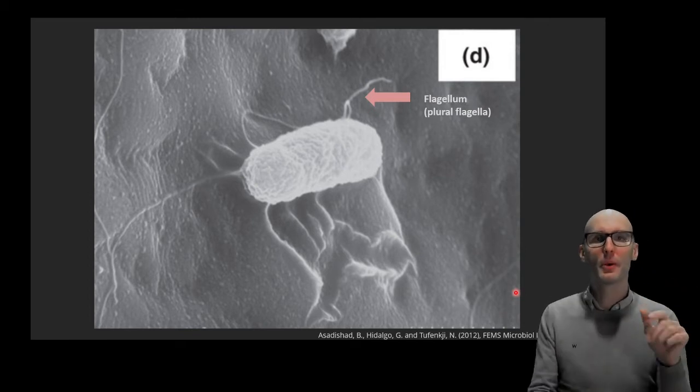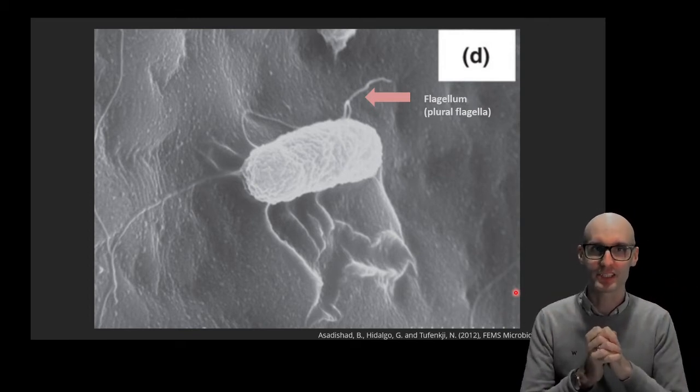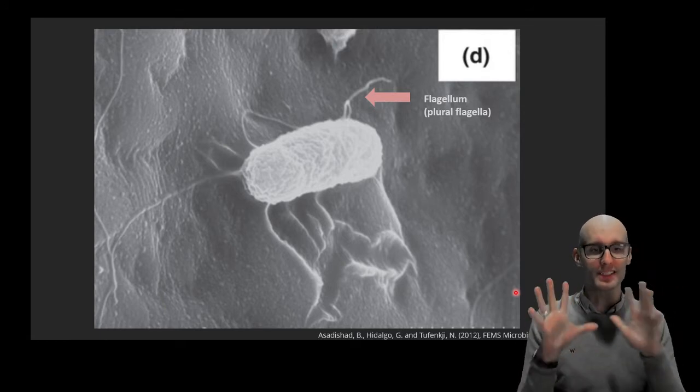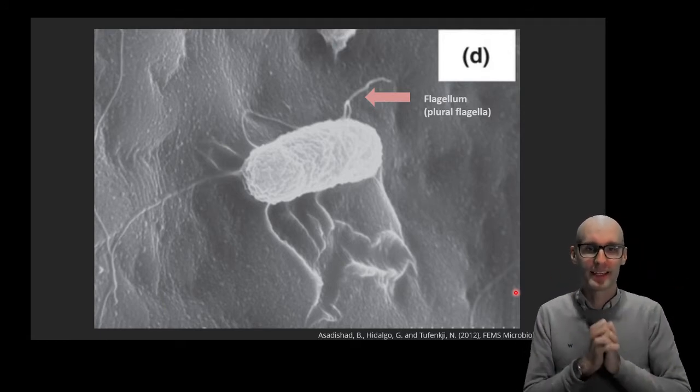Now let's do a bit more of a deeper dive into some of the other structures of the bacteria. I've taken you through some basics, but let's do a little bit more and look at some of the more eccentric properties of bacteria. So this is an E.